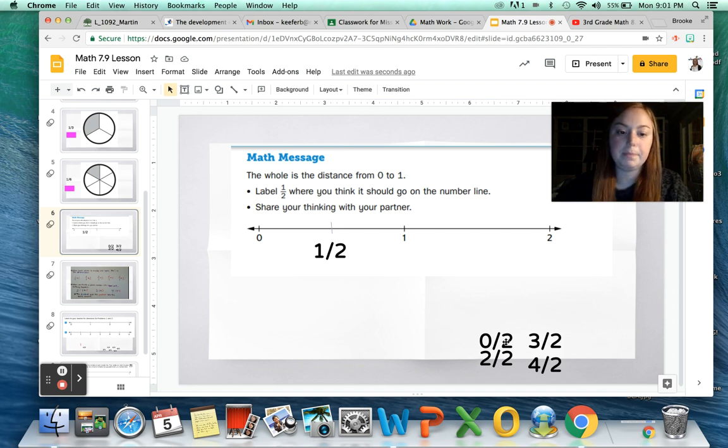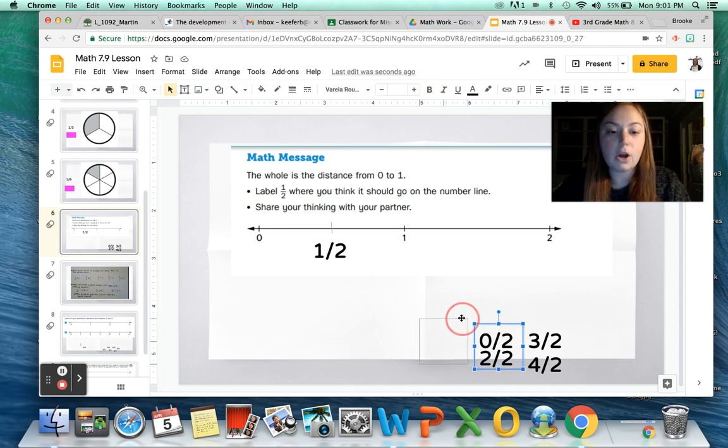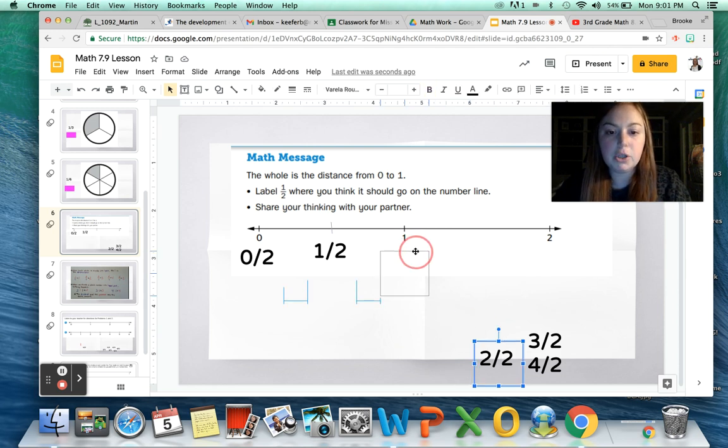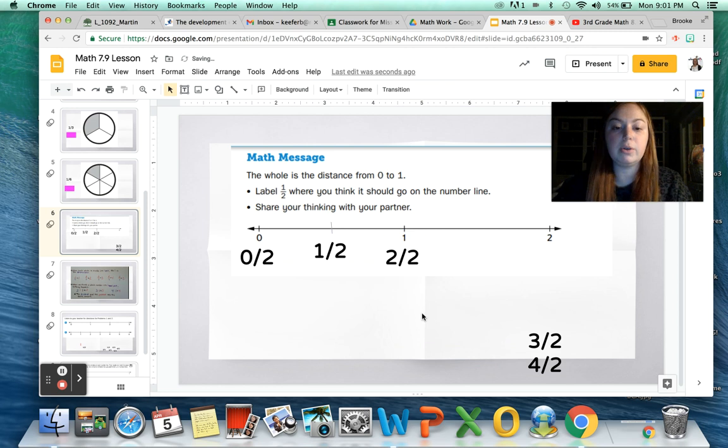So in this case, our first one, which is 0/2, would go at 0. We know that we've practiced that because at that point you have no parts of your fraction, so it would be 0/2. Then we have our halfway mark. And then what would we put for the 1 whole fraction? We would put 2 halves or 2 over 2 because that's one of the ways that we can represent this number.